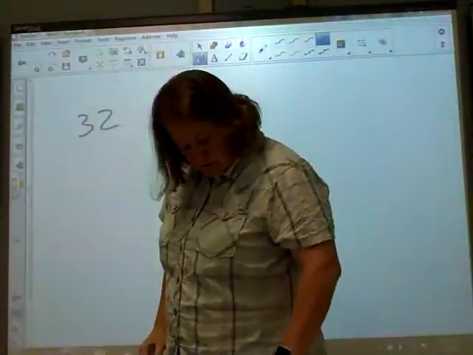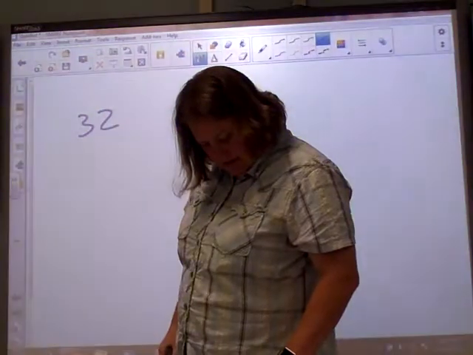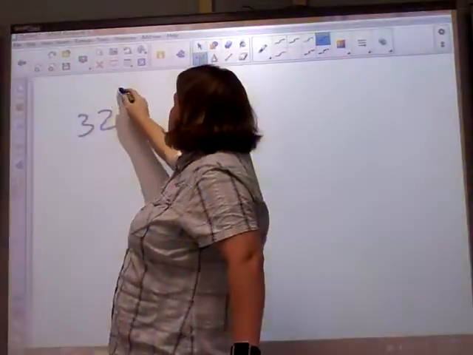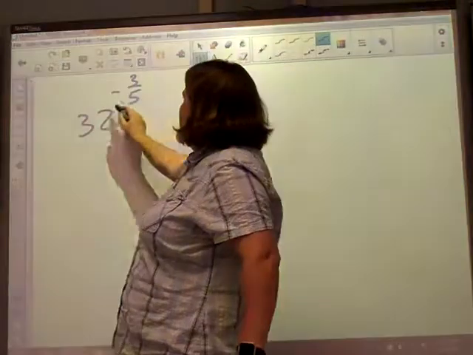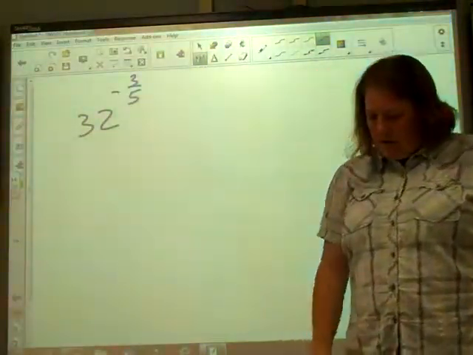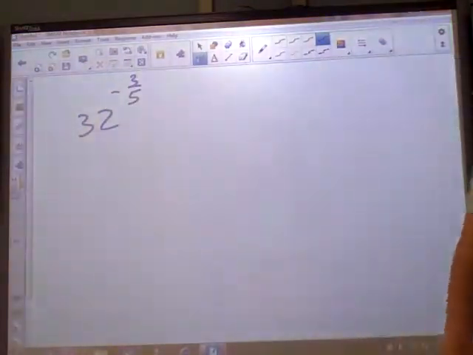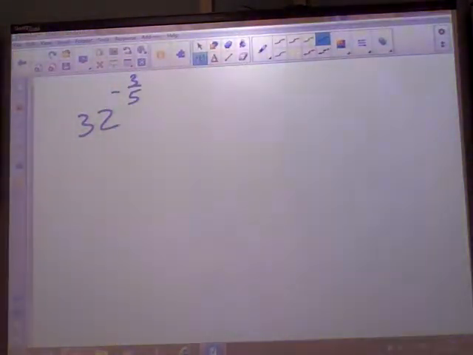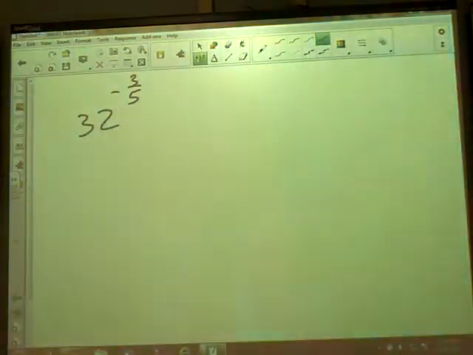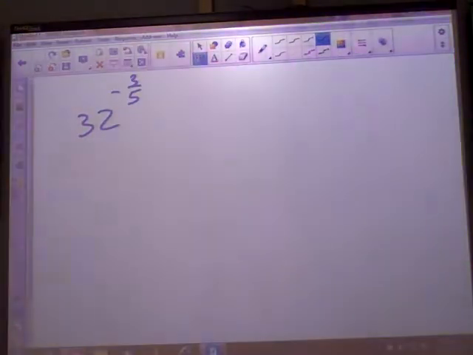32 to the negative 3/5. Oh, you brought negatives into it. All right, directions on this are the same. We're going to just evaluate. When we did powers, what was the rule when we had a negative power? Remember? Yeah, you're on the right road, Trevor. Goes on the bottom and becomes positive.